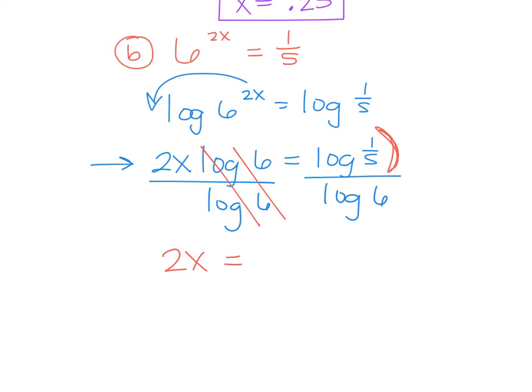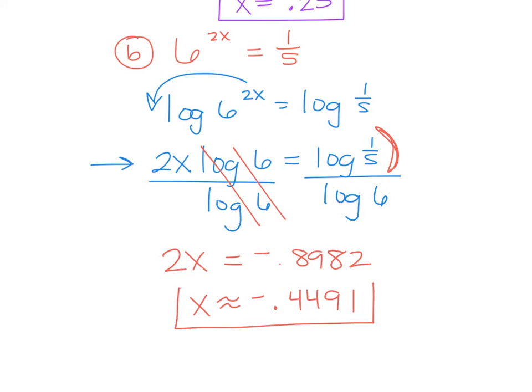So log 1/5 divided by log 6 gets you a negative 0.8982. And I don't even need to see that, you guys. If you're doing all this in your calculator, that's fine. Divide by 2. I would just leave it in your calculator, divide by 2. So your answer to 4 decimal places is a negative 0.4491. Okay, questions on that?